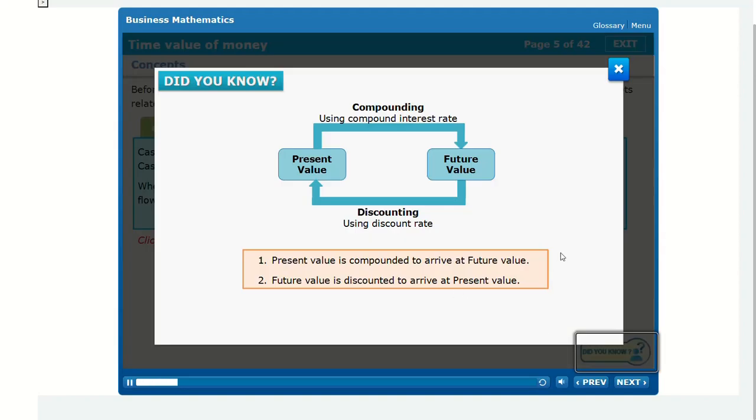Do you know? One, present value is compounded to arrive at future value. Two, future value is discounted to arrive at present value.